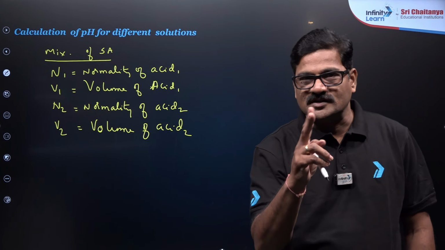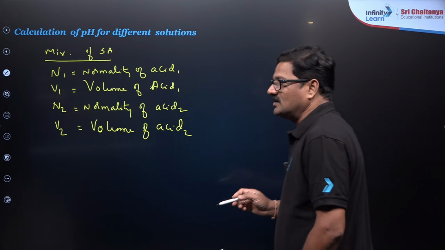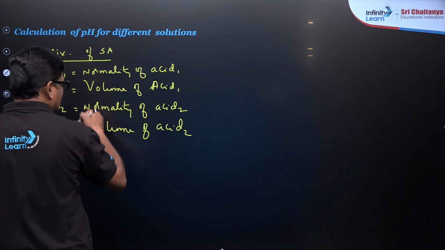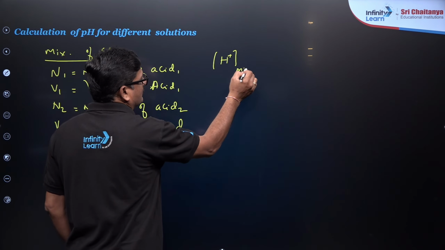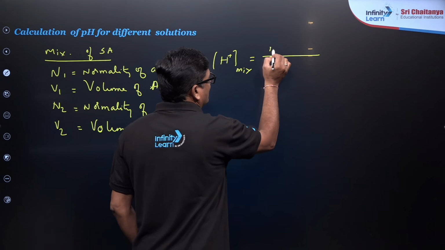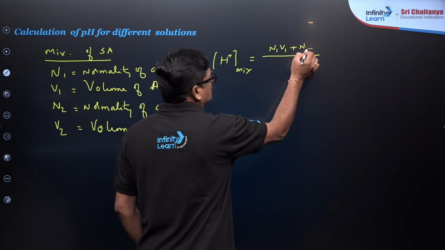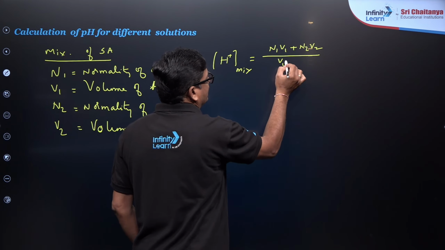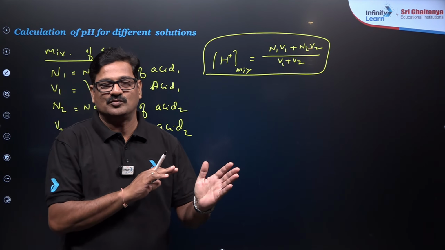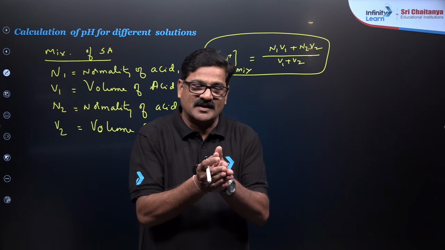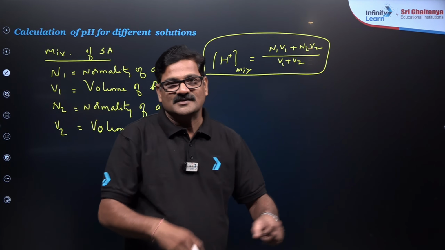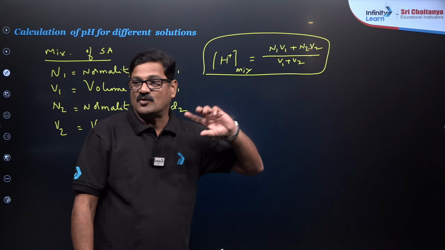When these two solutions are mixed, you are going to get the molarity of these acids. So the H plus ion concentration of this mixture is going to be N1V1 plus N2V2 upon V1 plus V2. Let N1 and V1 be the normality and volume of acid 1, and N2 and V2 the normality and volume of acid 2. Along with that, some water is added, so you have to add V1 plus V2 plus the volume of the water.